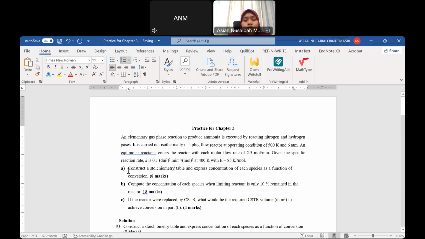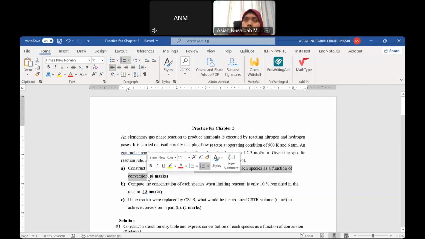The first one is to construct a stoichiometry table and then express concentration of each species as a function of conversion. That means they are not asking us to give you one value. Instead, they ask us to give some equations because we have to express concentration as a function of conversion. We are expecting there will be several unsolved equations where you will use conversion inside the equation.